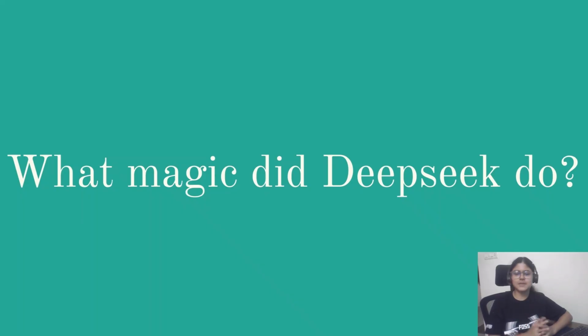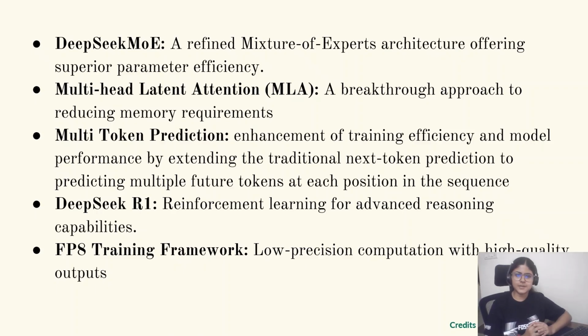So what magic exactly did DeepSeek do? There were a couple of innovations at the architecture layer, and they went one step ahead of the transformer architecture and the attention mechanisms to prove these. And these were essentially the things that came out of it.